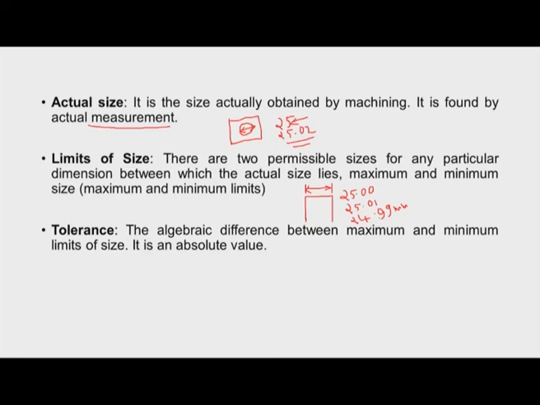And then we have tolerance. The algebraic difference between maximum and minimum limits of size is known as tolerance, and it is an absolute value. For example, in this case the difference between the maximum size and minimum size is 0.02 mm. So, this is the tolerance for this particular case.